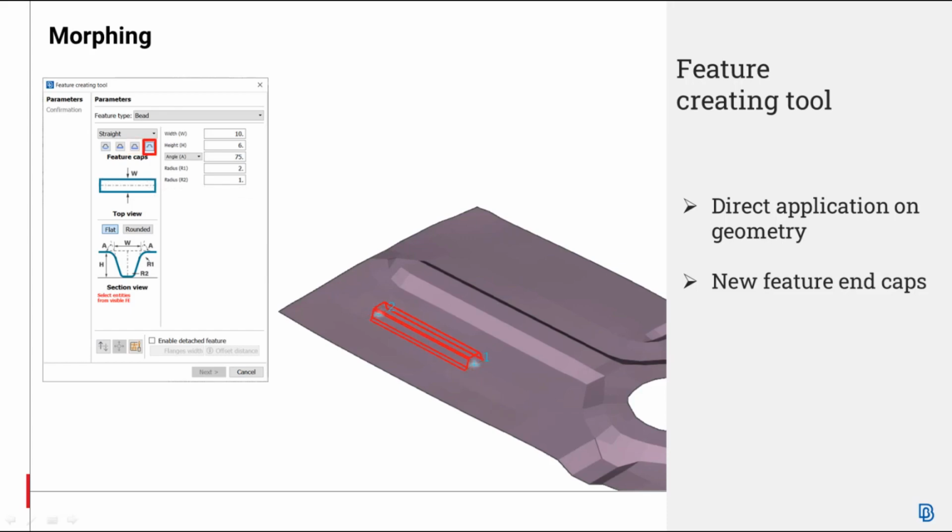Up to version 23, beads could be created only as features with rounded and sharp closed end. Now in version 23, features with slope and open ends were added to this feature type.